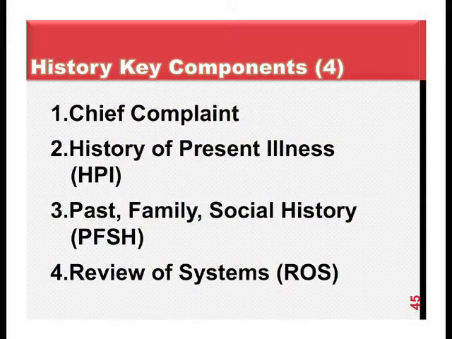So let's look at key components of history. Now there are 4 of them, and again, if you follow this chart, we're in this section, okay? The top paragraph, actually, is going to get your history. Okay, so chief complaint, we all know that. Then you do your history of present illness, and your past, family, social, and your review of systems. So those are the 4 key things that make up the history.